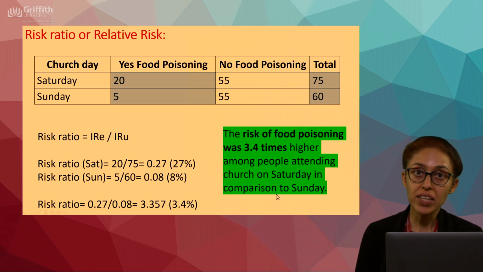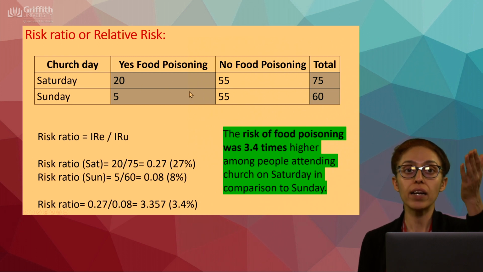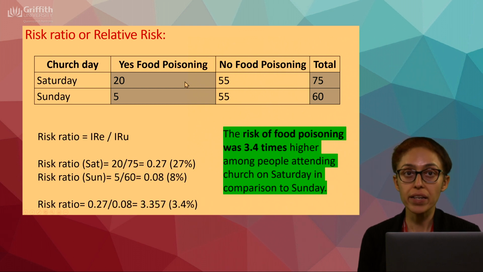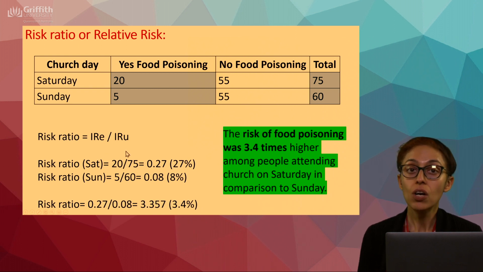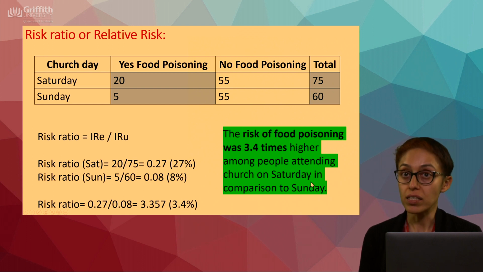So it's very simple. Of course, this example is so simple, just by looking at the numbers you know that the risk of food poisoning is higher for people who are attending the church on Saturday. Alright, but I hope this is meaningful and it makes sense. Risk ratio is basically you have your incidence rate exposed divided by your incidence rate for unexposed, okay, and this is how you substitute the numbers and you get your answer.